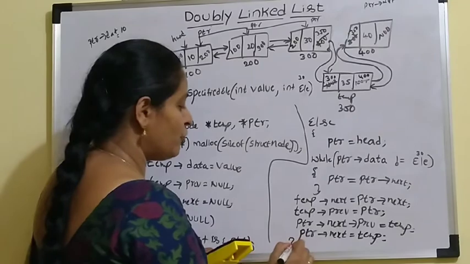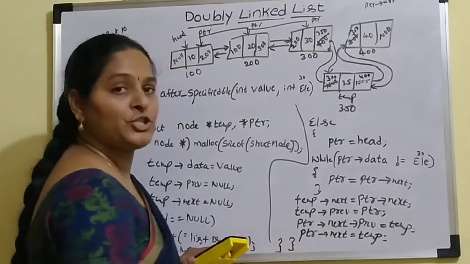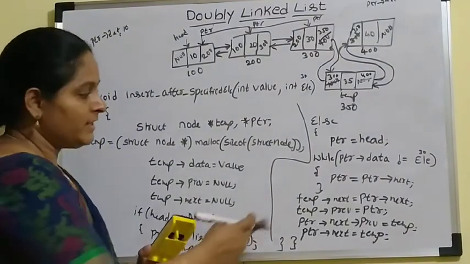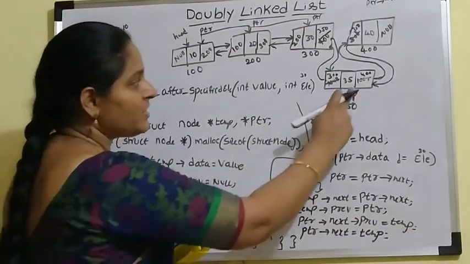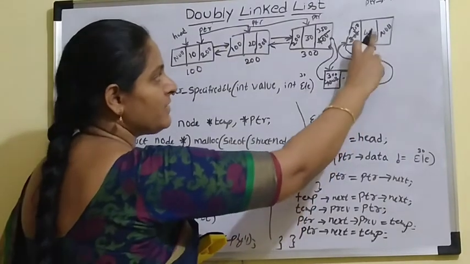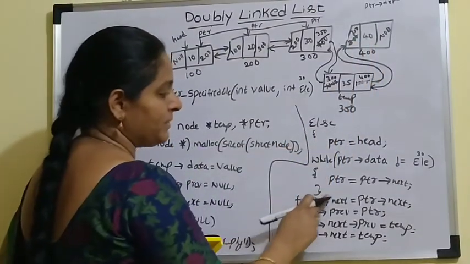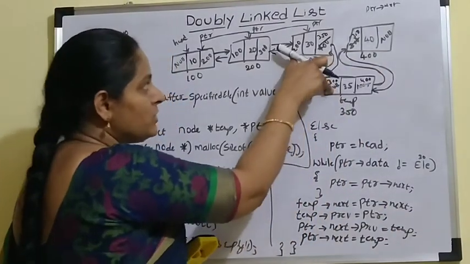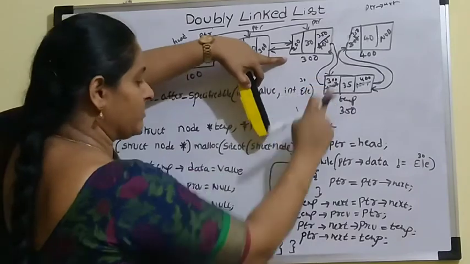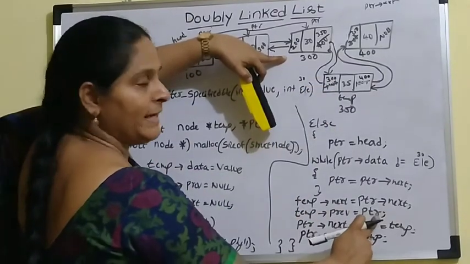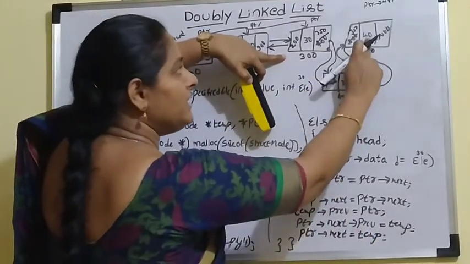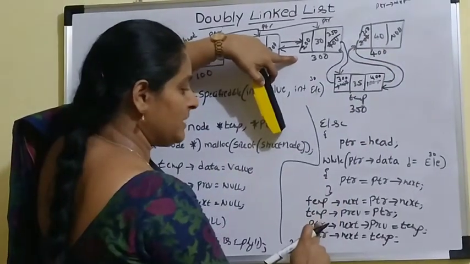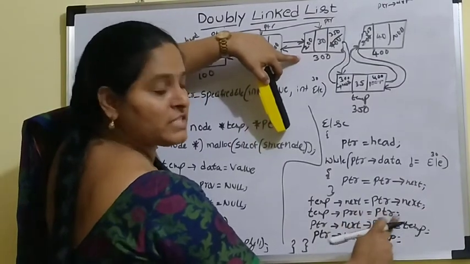So these are the 4 statements for establishing the connection between these two nodes and the temp node. Try to understand these 4 statements. First, in temp next, we should save the address of 40, so temp next equal to PTR next. Then in temp previous, we should save the address of PTR, so temp previous equal to PTR. After that, in this node's previous part, we should replace 300 with 350, so PTR next previous equal to temp.